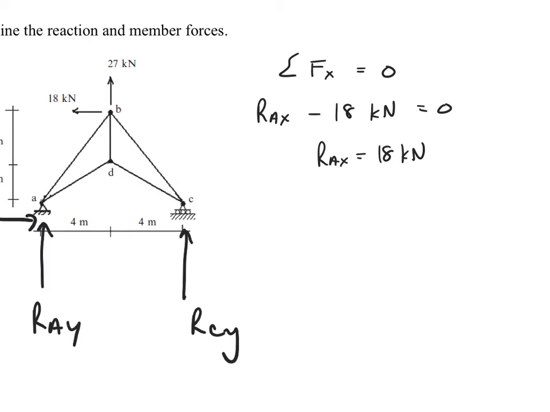Again, starting in the x makes sense because there's only one unknown in the x for the entire bridge. When we get to each individual node, we'll have to look at x and y directions independently, but this is our good starting point.